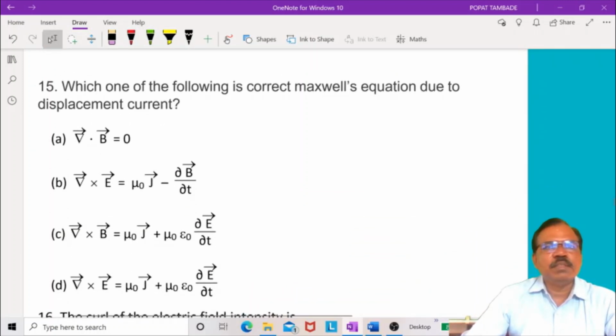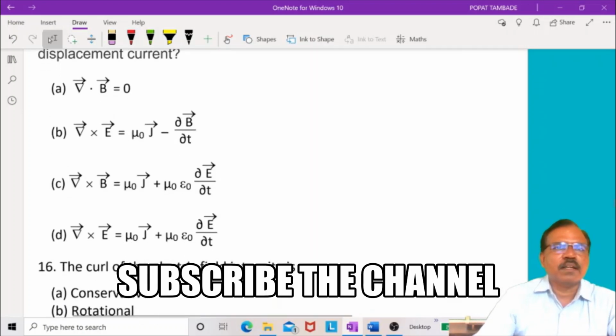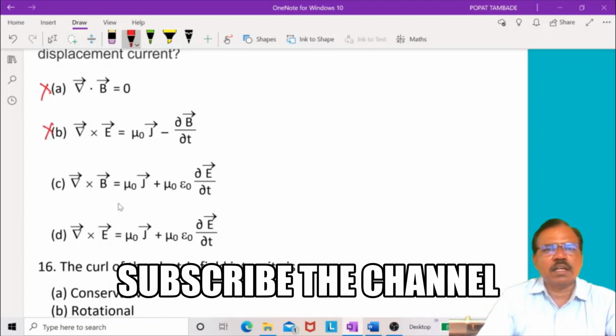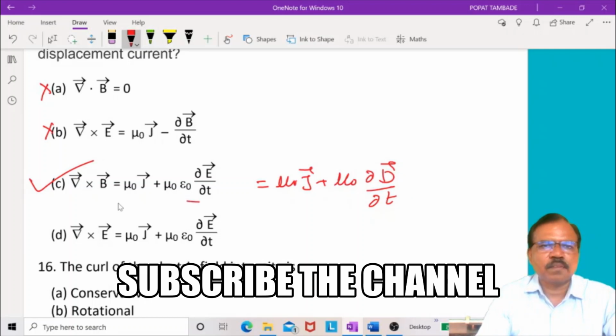Now which one of the following is the correct Maxwell's equation due to displacement current? Del dot B is equal to 0. No, this is not related to that. Del cross B is equal to mu 0 J plus mu 0 epsilon 0 dou E by dou t. This is mu 0 J plus mu 0 dou D by dou t. So this one is the modified Ampere's law by Maxwell using the displacement vector, this part. So this third one is correct.